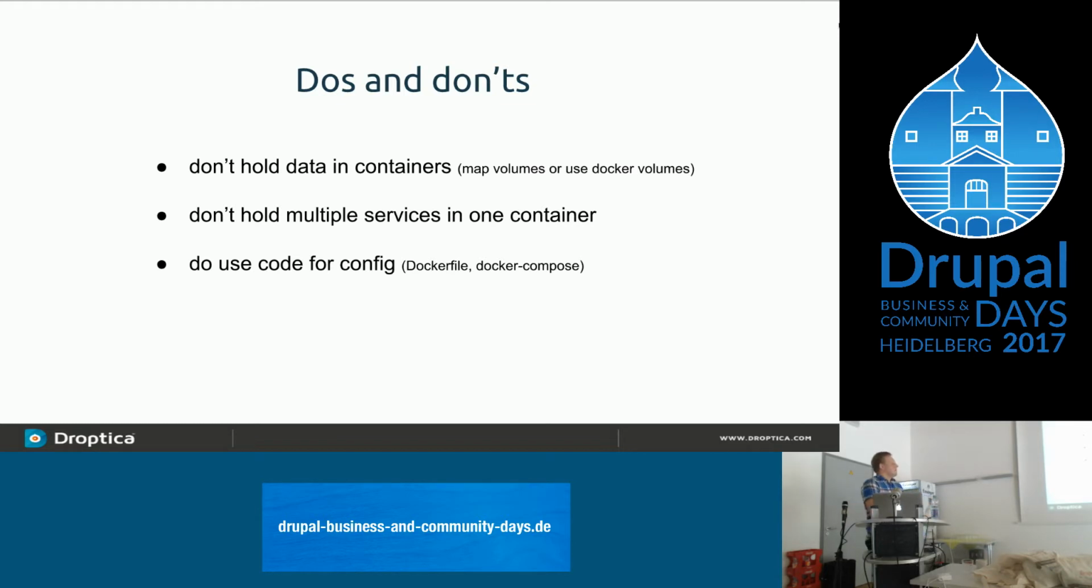But in general, I'd recommend to try to use Docker Compose immediately if you need two things. So if you need a MySQL and some sort of an app that needs a database, try to immediately combine two containers, two images. It's much better. And use code for config, right?